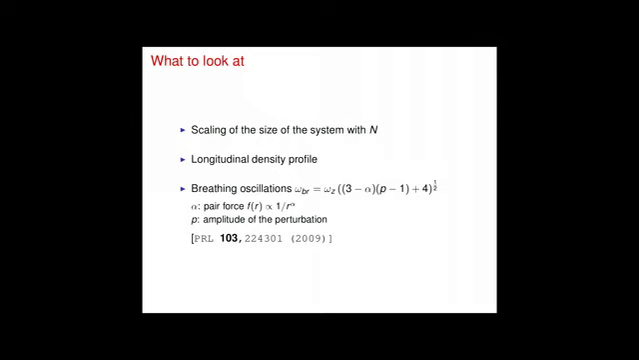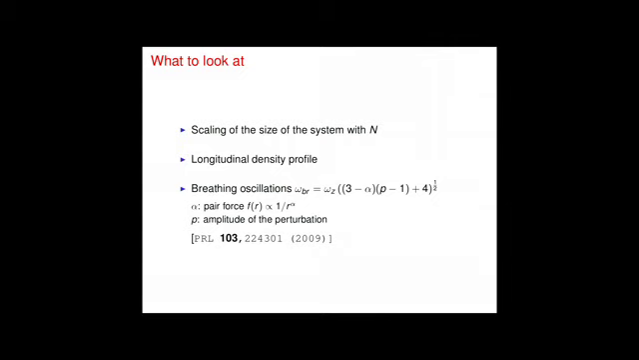If the interaction is attractive, and when you increase more and more the number of atoms, the system size will get smaller and smaller. We can also look at the density profile, to see if it coincides with the one that I just showed before. And we can also look at the breathing oscillation. You have the system, which is stationary, so you change a little bit the intensity of the laser, so you perturb it, and then it will start to breathe. The frequency of these oscillations is related to a power law, to this exponent. So we expect to see alpha equal to zero if it's a 1D gravity.